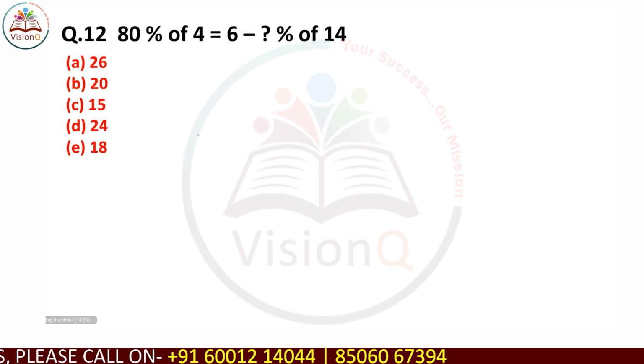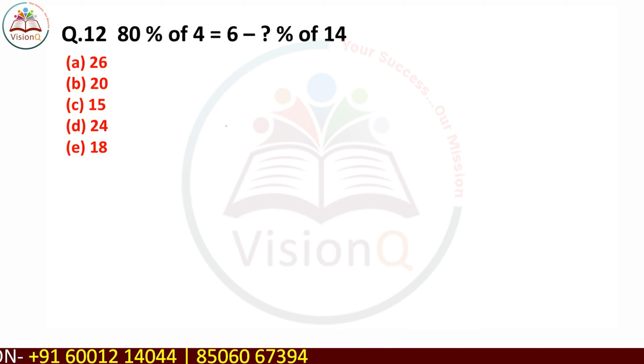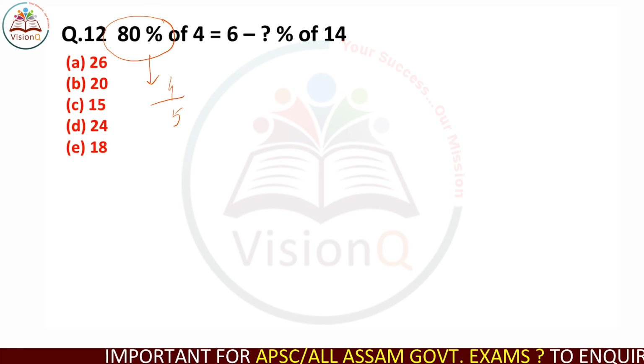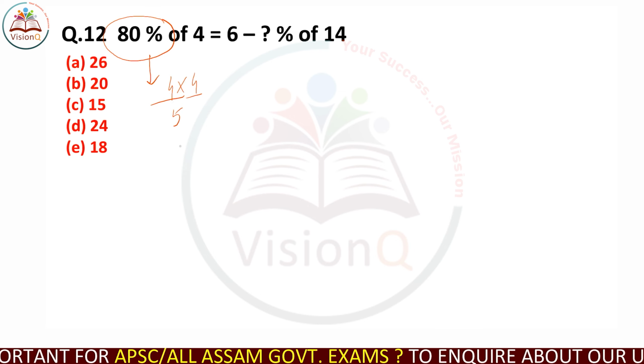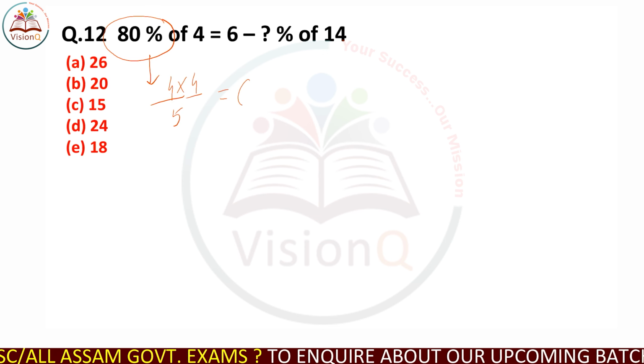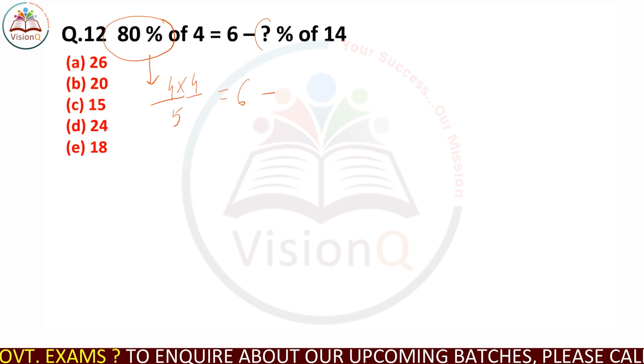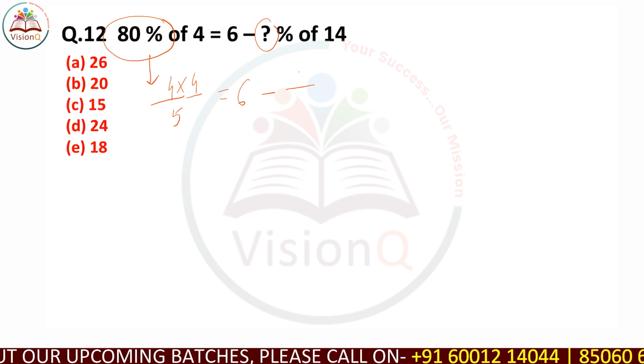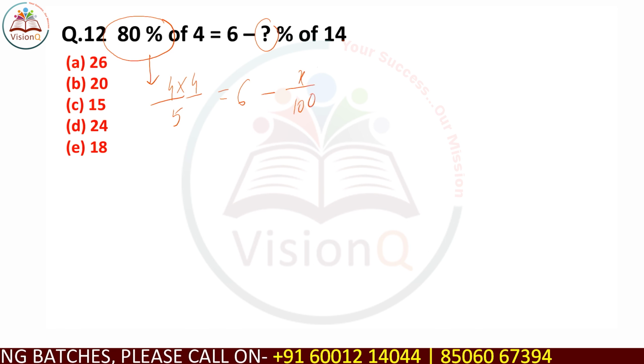So next question number 12, it says that 80% of 4 is equal to 6 minus question mark percentage of 14. Okay, now see 80%. Okay, 80% means 80 by 100, which is 4 by 5. So 4 by 5 into 4 is equal to 6 minus, okay, let this question mark be x. Okay, x percentage means what? x by 100 into 14.